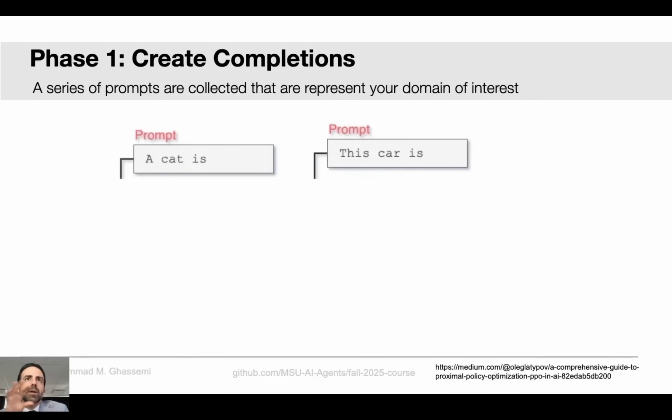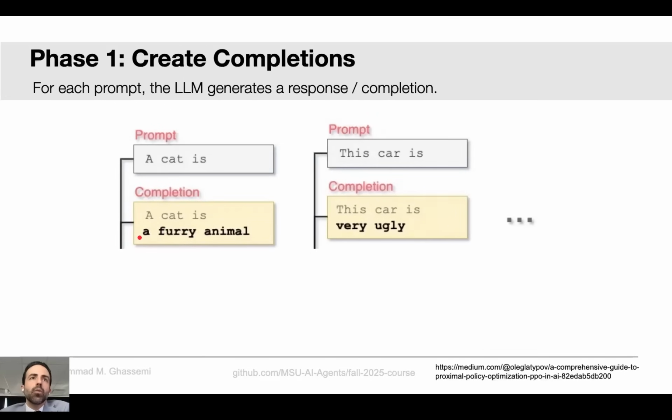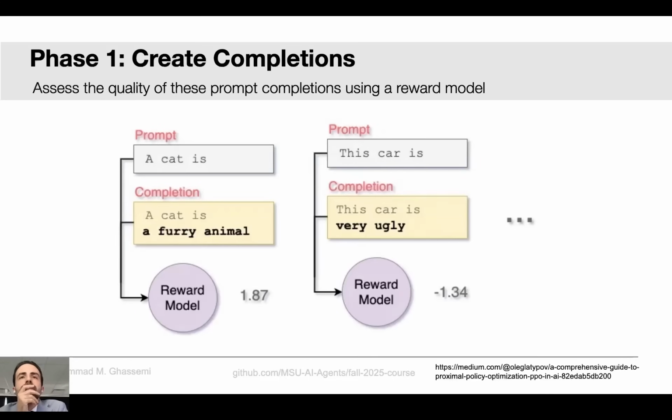How does it work? Well, you start by creating some completions. What do I mean by a completion? Well, you put in a prompt, like "the cat is" or "this car is," and the completion is whatever comes after that. This is the next token that the LLM thinks is appropriate in this context. So for a prompt, you generate a set of completions. Now you have a bunch of these, and what you need is a way for each of those completions to generate a score. In order to generate that score, you're going to need a reward model.